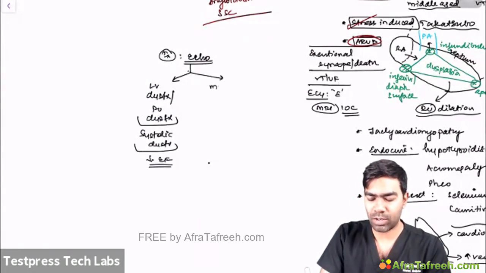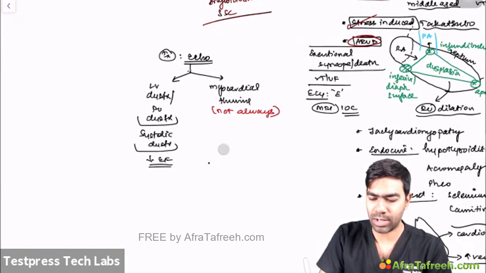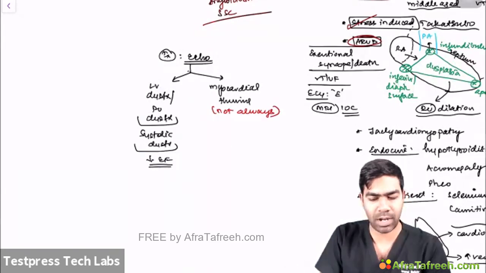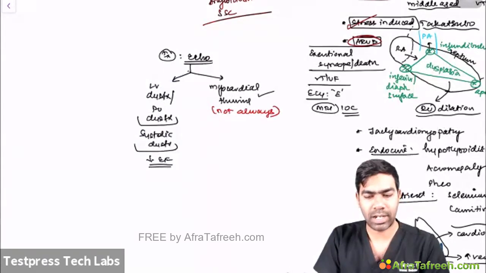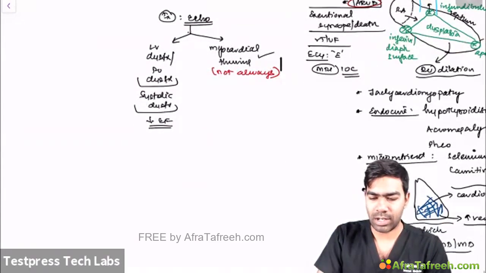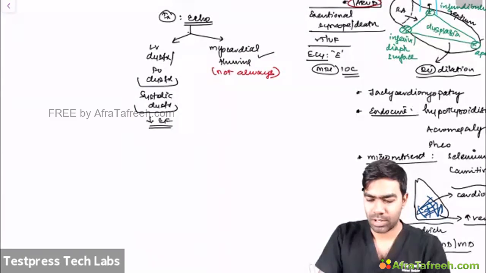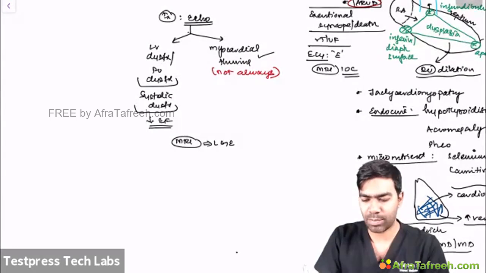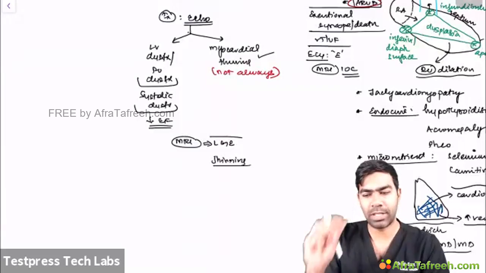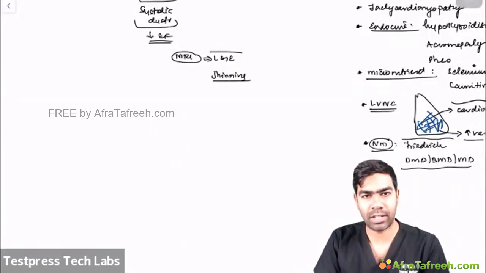Apart from that, I can also see the myocardial thinning. This is optional. Remember, this is not always. But myocardial thinning goes more towards a dilated cardiomyopathy. That's a very important point. This can be looked at in MRI also. You can do MRI and look for the late gadolinium enhancement pattern, and also for the thinning of the myocardium. The myocardial wall can be thinned out, so that can be seen in the MRI as well.